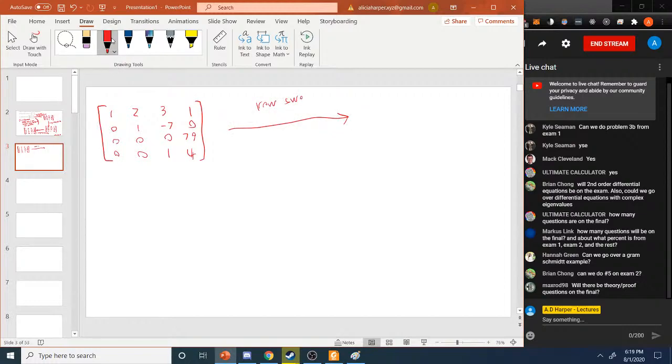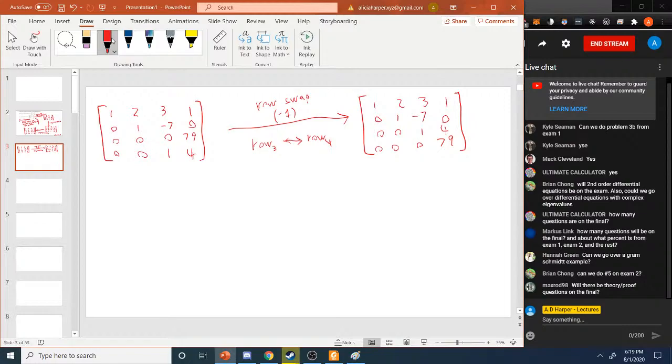Now I was trying to avoid doing row swaps because row swaps introduce a sign of -1. But after doing a row swap, particularly swapping row 3 with row 4, I get the following matrix. 1, 2, 3, 1, 0, 1, negative 7, 0, and then 0, 0, 1, 4, and then 0, 0, 0, 79.